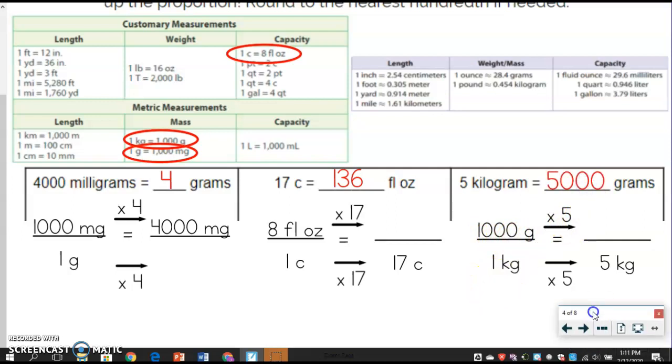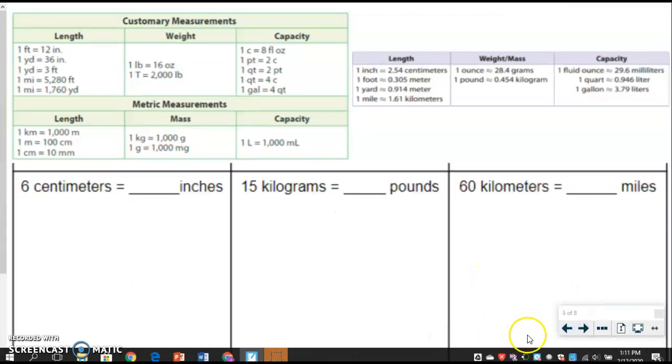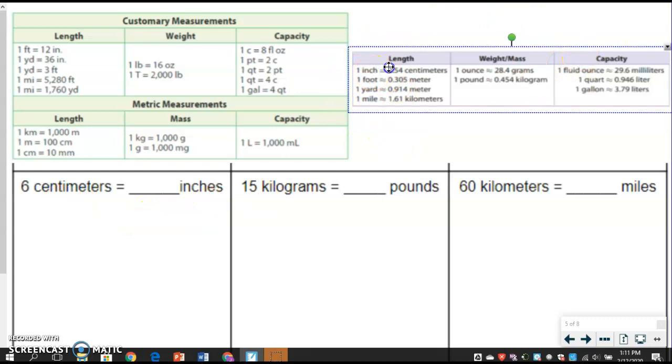Okay, let's try just a couple more. So these next ones you're really going to have to use your calculator for. We're still using the charts and we're still setting up the same way, but you may need to use your calculators a little more on these. So this one we have centimeters to inches. So this is going from metric to customary. So that's going to be over here. So if you look, it's this very first one.